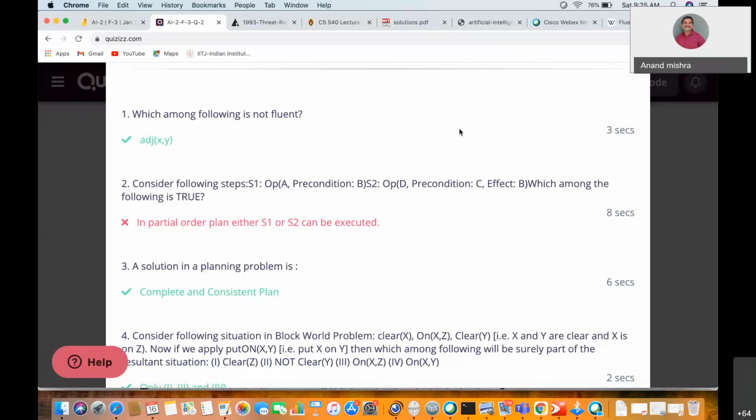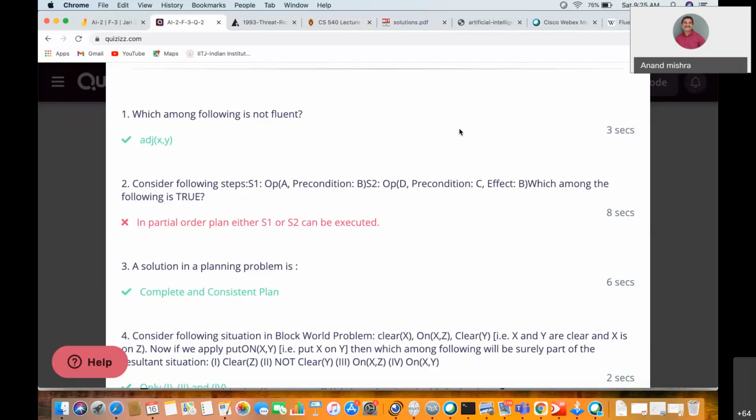Which among the following is not a fluent? The adjective XY, because a fluent always has a situation, like at that particular situation. So the S variable is always there. And if there is no S, these are called atemporal predicates, not fluents. For instance, XY is an atemporal predicate, not a fluent.